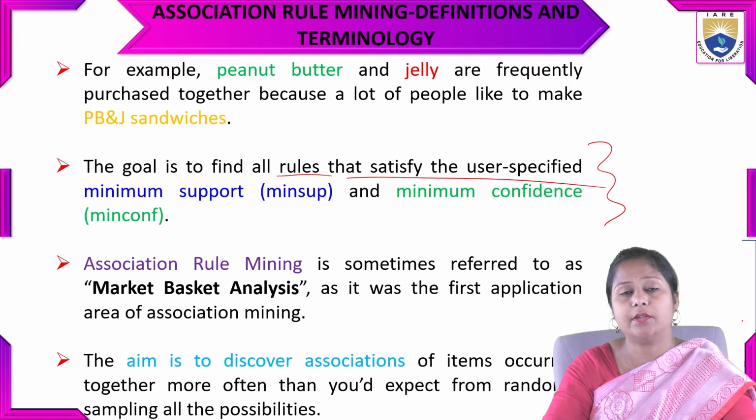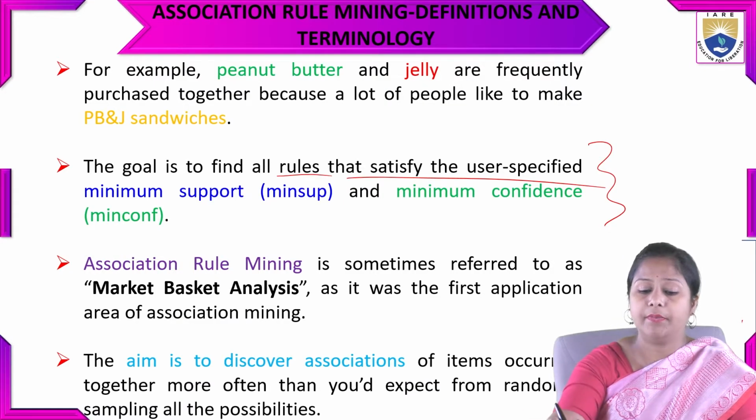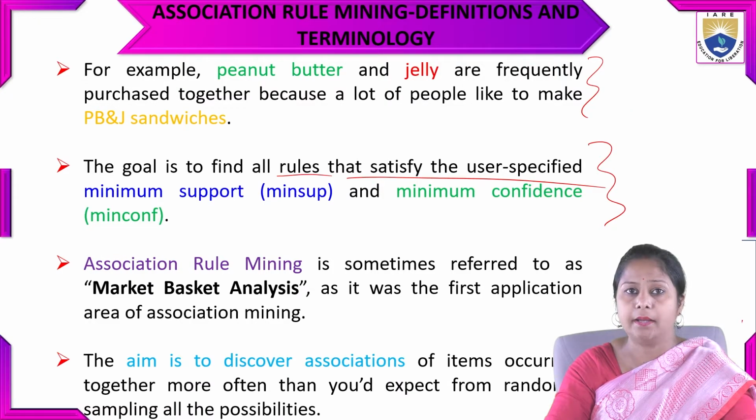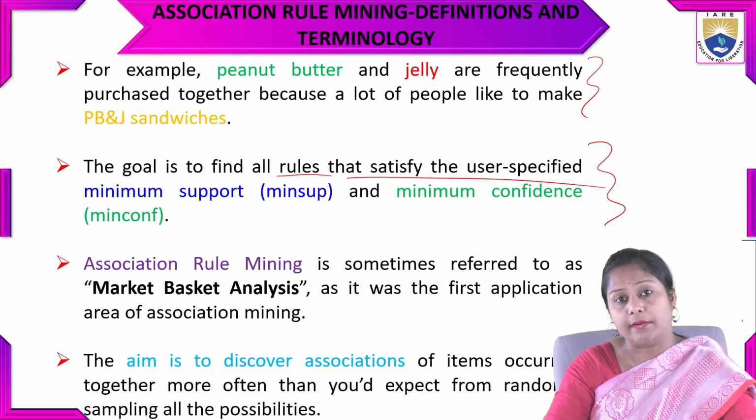It is likely that one item will be purchased on the basis of another item. Suppose, in this example we have seen, if a person is going to buy PB and J sandwiches, they are likely to buy peanut butter and jelly. So that is market basket analysis. That is a proven thing.